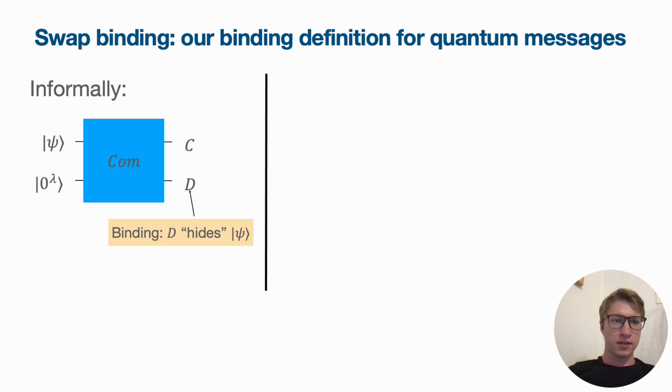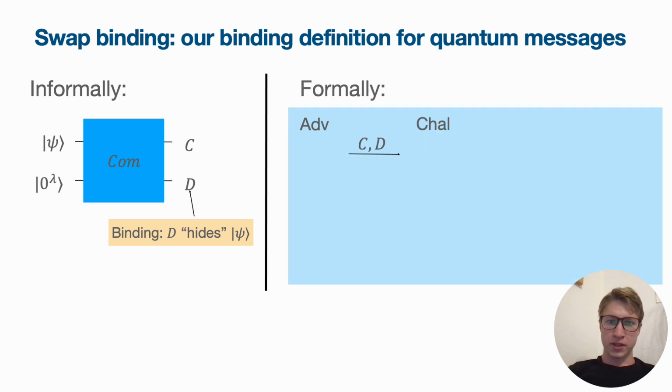With this syntax, our definition, swap binding, says that the D register alone hides the underlying message state psi. That is, if you're just given the D register, you can't actually learn anything about the underlying message. So formally, this is specified with a security game, where an adversary starts by sending the challenger both C and D. The challenger is going to check that C and D form a valid commitment, which just means undo comm, check that the auxiliary state is all 0.